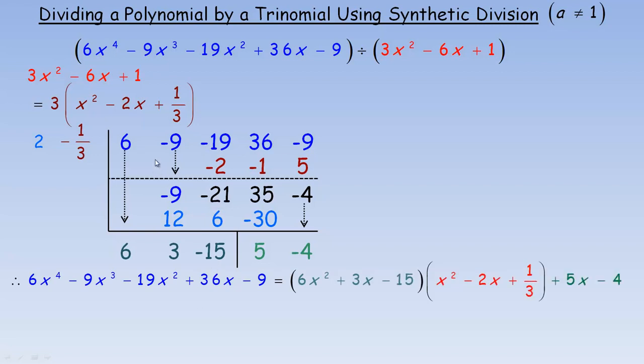So now I've divided this quartic, fourth order polynomial, 6x to the fourth minus 9x cubed minus 19x squared plus 36 minus 9. And so the numbers mean this. So the 6, 3, negative 15, that is the quotient. So that means 6x squared plus 3x minus 15.